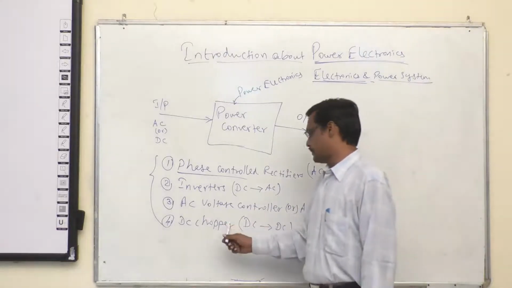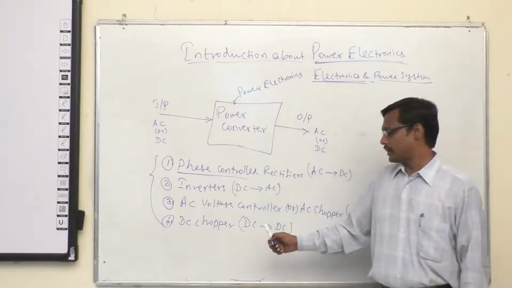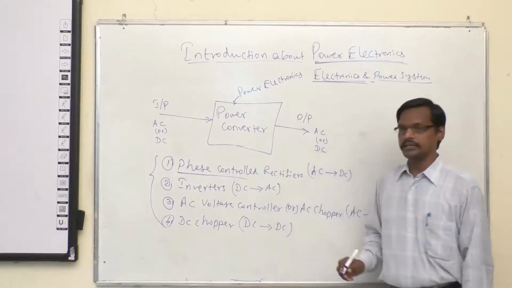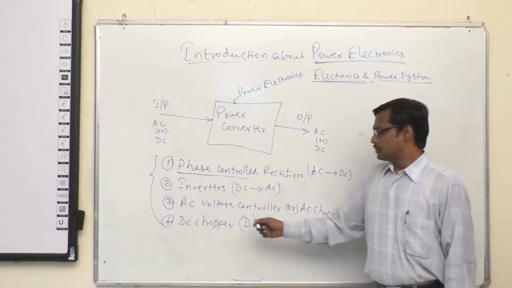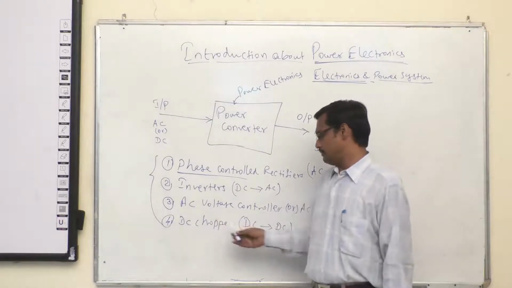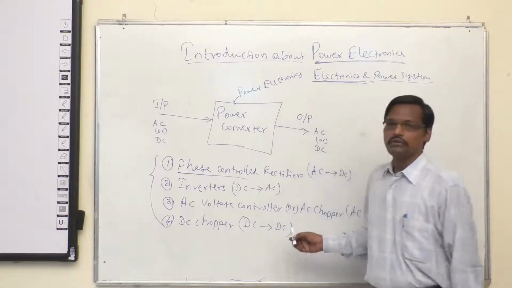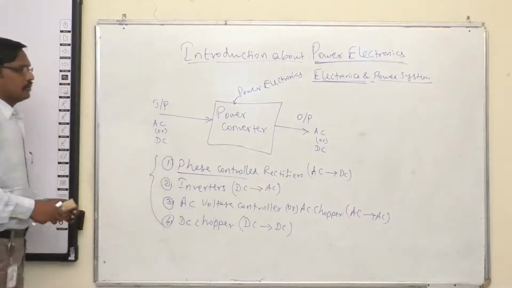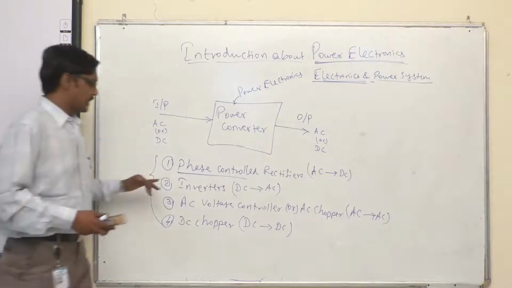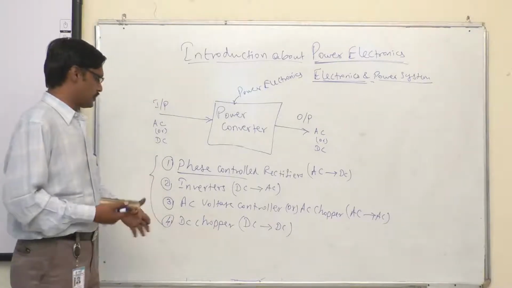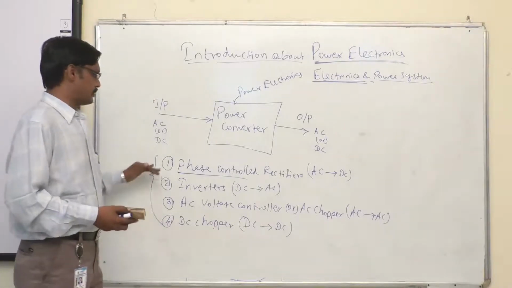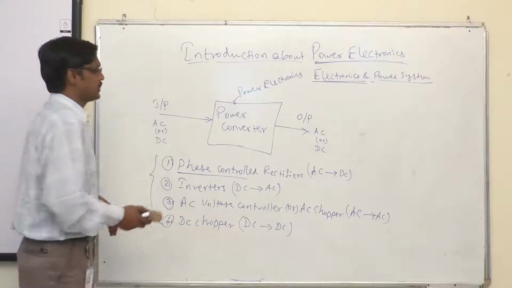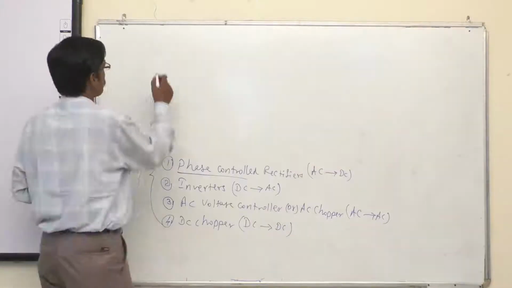Then the DC chopper converts a fixed DC into a variable DC. So the input fixed DC is converted into a variable DC voltage. The magnitude is changed here. So in this section, we can discuss the inverter as well as the DC chopper, which are the most commonly used in industries.